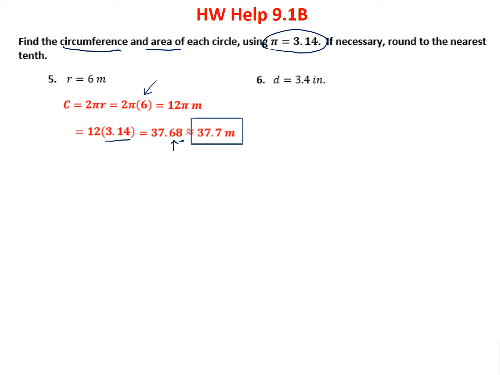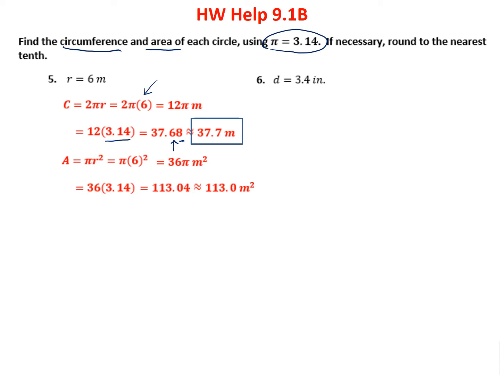Now for the area, we use the area equation. Area equals pi r squared. Again, we plug in 6, so we get 36 pi. Once again, we'll put in 3.14 for pi, and we get 113.04.